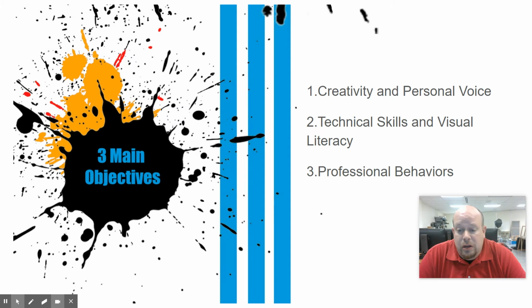The second thing we look at is technical skills and visual literacy. Technical skills deal both with the camera and how to use shutter and aperture, but also how to use things like line, color, and textures in a picture to enhance and to make the viewer understand more about what they're trying to get out with their voice.